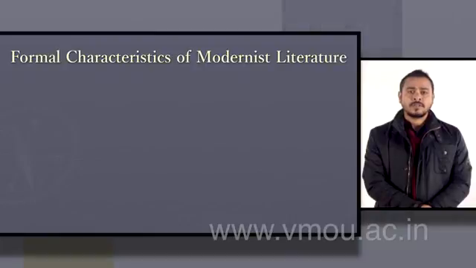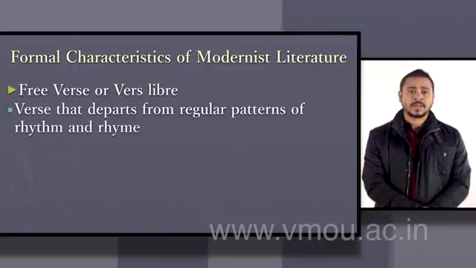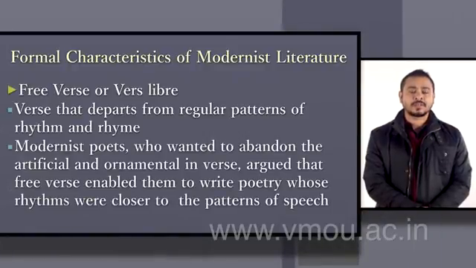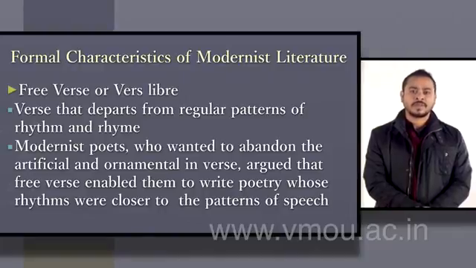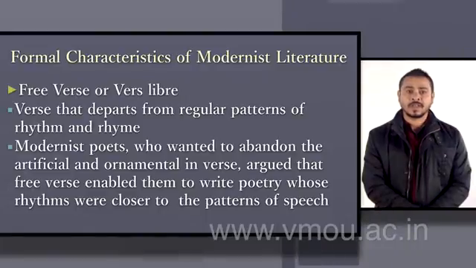And other poets found that the traditional mode of expression was incapable of giving real expression to the demands of the age, and they tried to experiment with narrative techniques. T.S. Eliot experimented with the mode of expression in his great epic poem The Waste Land, where he used the free verse technique, also known as vers libre. Verse which departs from regular patterns of rhythm and rhyme is what we can call free verse.